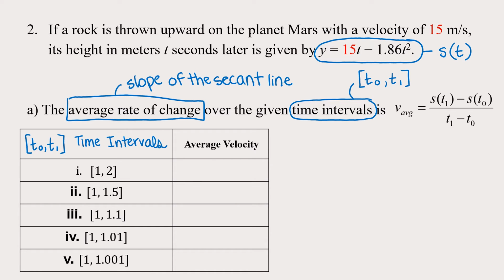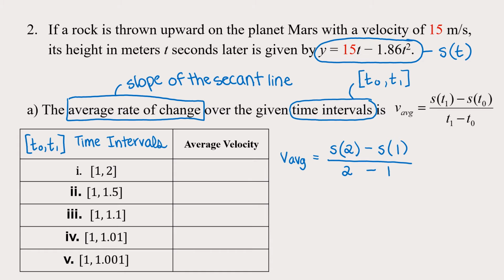And we want to calculate the average velocity between each of these time intervals. So, for example, if we're trying to find the average rate of change for this first time interval, that means that we need to find the value of s of t1, so that'll be s of 2, minus s of t naught, so that'll be s of 1, all over 2 minus 1.